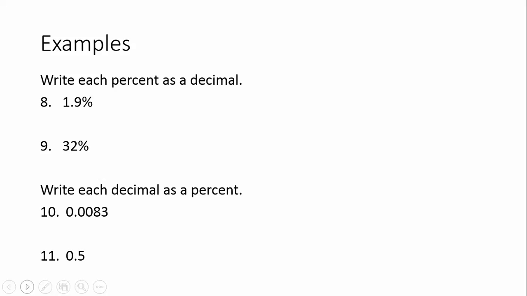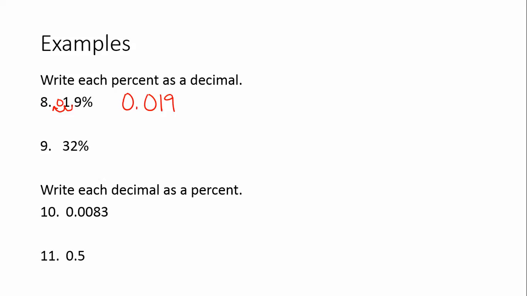The other two types of problems we discussed were writing percents as decimals and writing decimals as percents. And this is a simple moving of the decimal place. So when you want to write a percent as a decimal, you need to move the decimal 2 spots to the left, and that gives us 0 point, and you do a filler 0 here, 0.019. So 1.9% as a decimal is 19 thousandths, or 0.019.